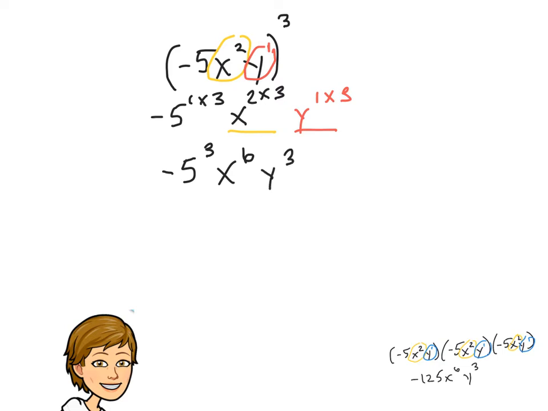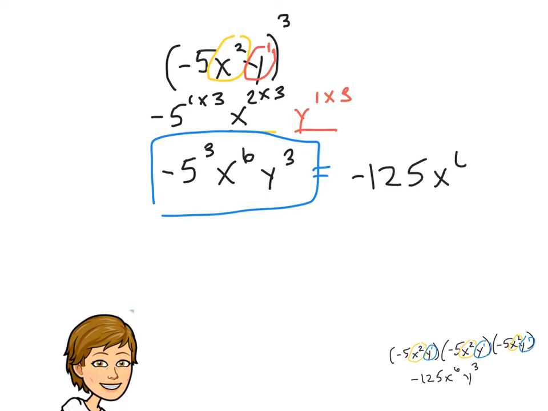Now, does that look like our answer from before? Is that the same? Well, not quite yet. What's different? Our x to the 6th power is good, and our y to the third power is the same as down here. But we haven't worked out our negative 5 to the third power. So we have negative 5 times negative 5 times negative 5, which equals negative 125 x to the 6th power, y to the third power.